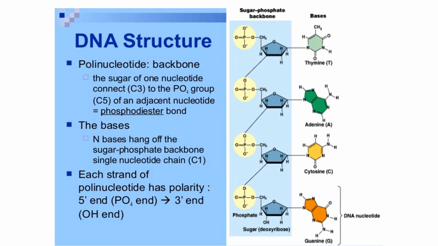The DNA single-stranded structure is shown here, in which three main basic things are shown. One is polynucleotides. All of these polynucleotides are bound together. They form the backbone. The sugar of one nucleotide connects to the phosphate group at the third carbon, and the fifth carbon of an adjacent nucleotide. This forms the phosphodiester bond.